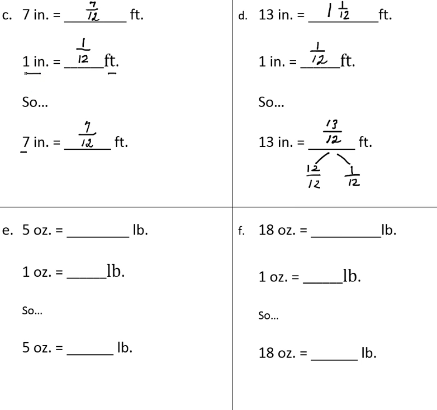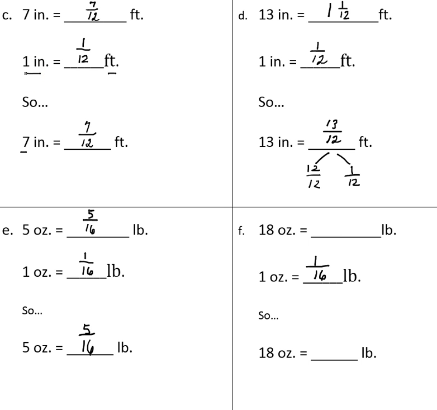Moving down to ounces and pounds, if I'm changing 5 ounces into pounds, I will first show that 1 ounce is 1/16 of a pound because it takes 16 ounces to make 1 pound. I have 5 ounces, that means I have 5/16 of a pound. 5 ounces equals 5/16 of a pound.